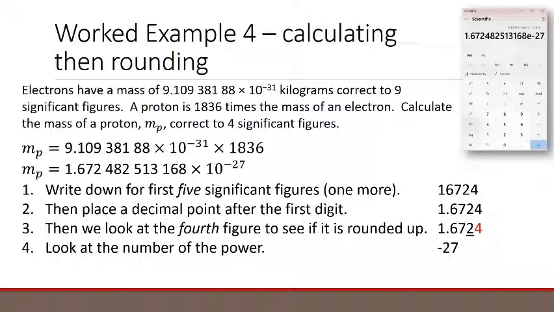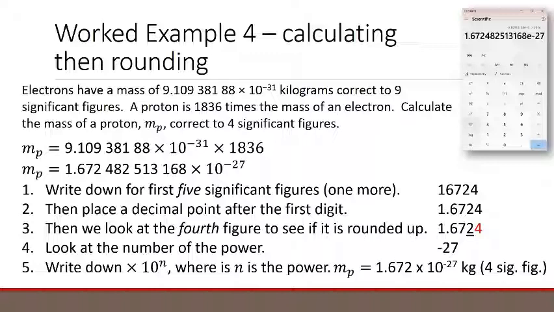And we look at the number of the power in the question, and that's negative 27. And we write down times 10 to the n, where n is the power, and we end up with MP equals 1.672 times 10 to the negative 27 kilograms, rounded correctly to 4 significant figures. And that's how we calculate and then round using scientific notation.